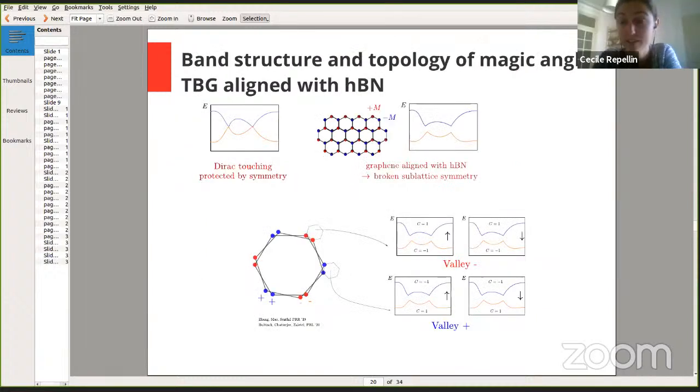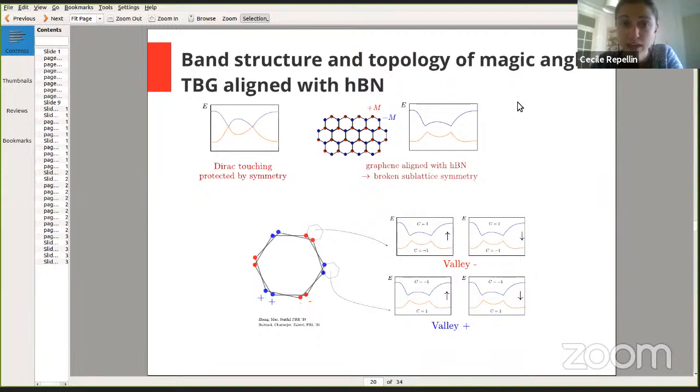All right, so I want to add an extra ingredient to this, which is to add a mass to gap out the Dirac cones. Indeed, in graphene, the Dirac cones are protected by a symmetry, which is the product of C2, a rotation by 180 degrees, and T, time reversal symmetry. So if you break C2T, you can gap out the Dirac cones. And it's exactly the same in twisted bilayer graphene.